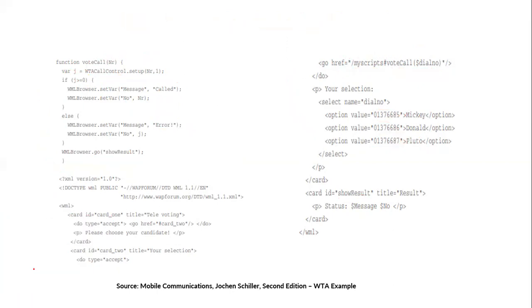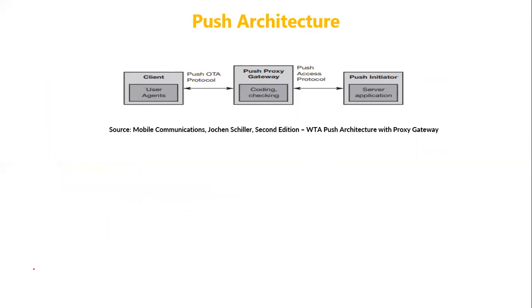All right. The next topic that we'll be discussing is push architecture. This is the diagram for the push architecture. Basically the server is called the push initiator, which pushes things through a protocol called push access protocol, and then the message goes to the push proxy gateway, and from there it goes to the client through a protocol called push OTA protocol. Push OTA stands for push over the air. So the server is the push initiator, and it transfers content via the push proxy gateway to a client.